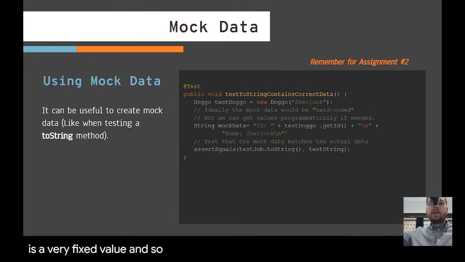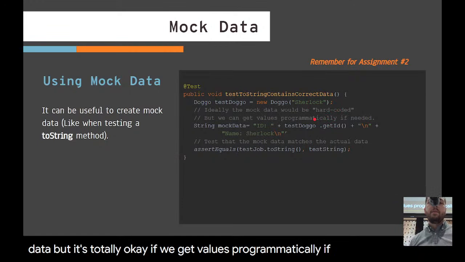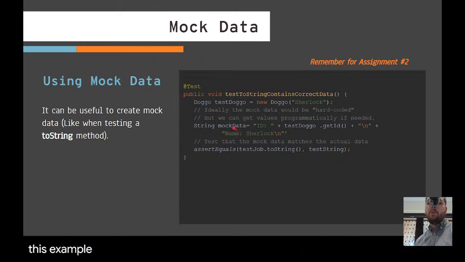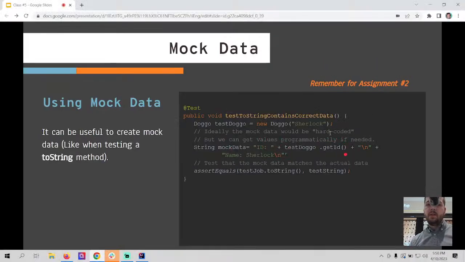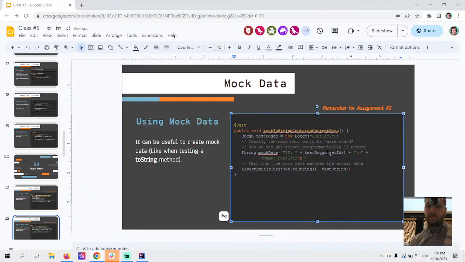And so ideally with mock data, we would hard code the data, but it's totally okay if we get values programmatically if needed. And so in this example for mock data, we get the doggo ID programmatically.